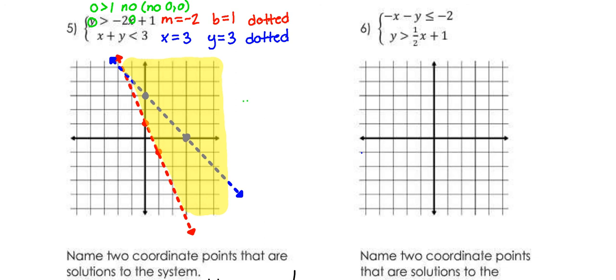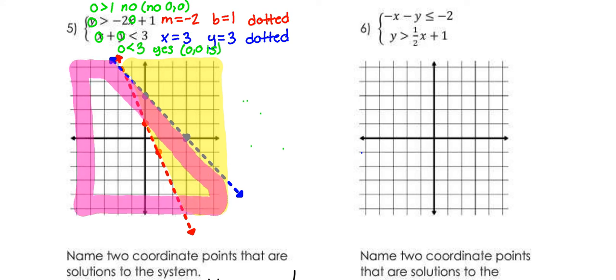We're going to do that same thing again for the second equation. So I'm going to plug in 0, 0. So 0 for x, 0 for y. I'm left with 0 is less than 3. That is true. So I want to shade where 0, 0 is included. This is for my blue line, and so I need to shade underneath it to include 0, 0. So I'm going to shade this whole entire area under my blue line.